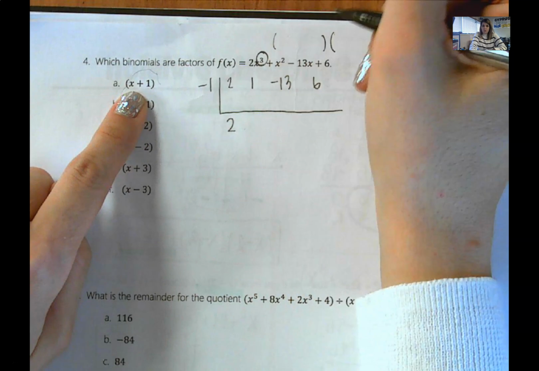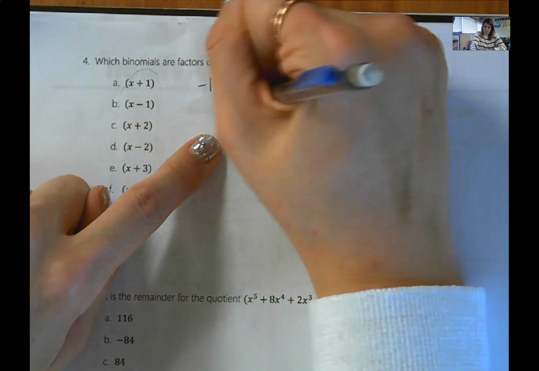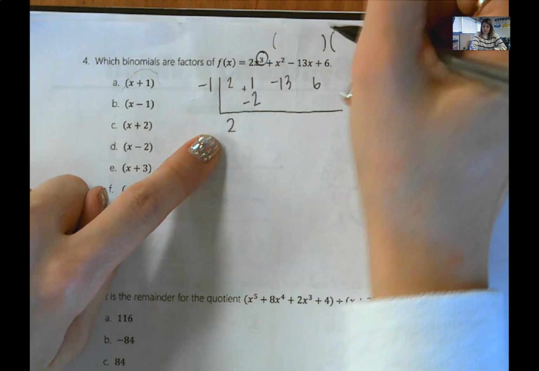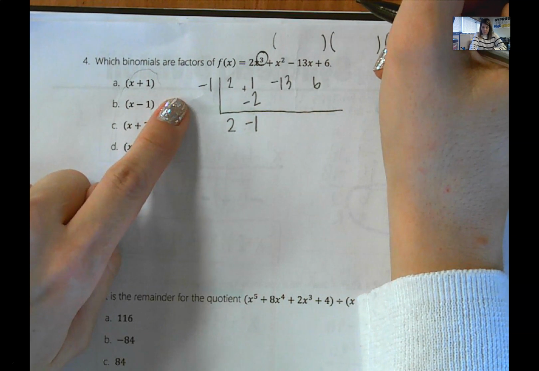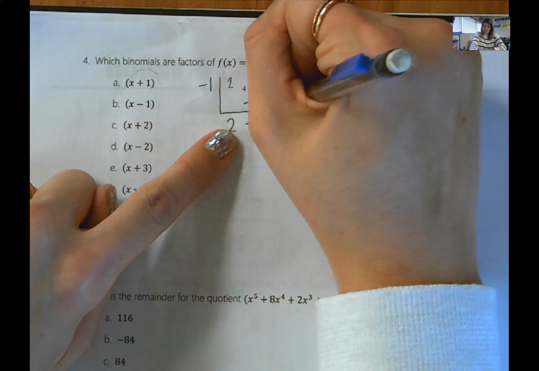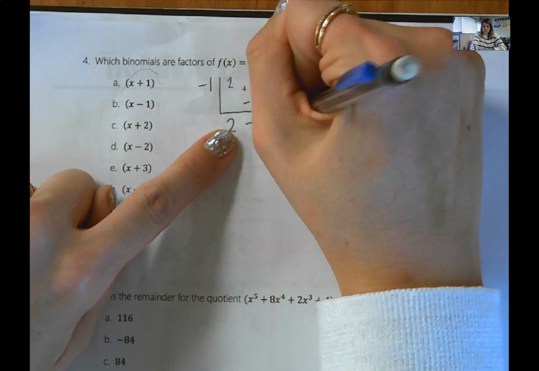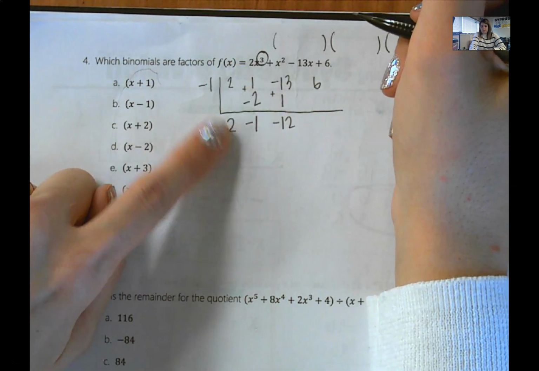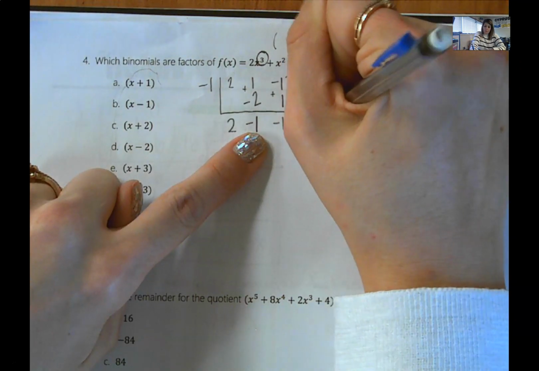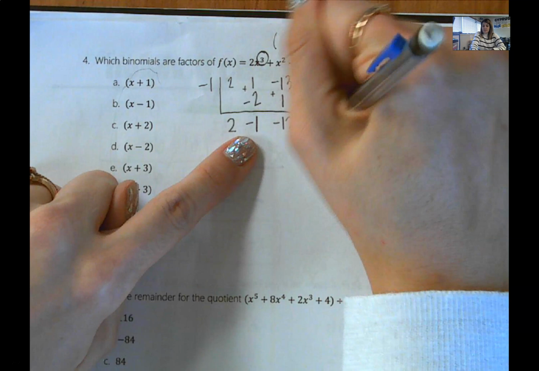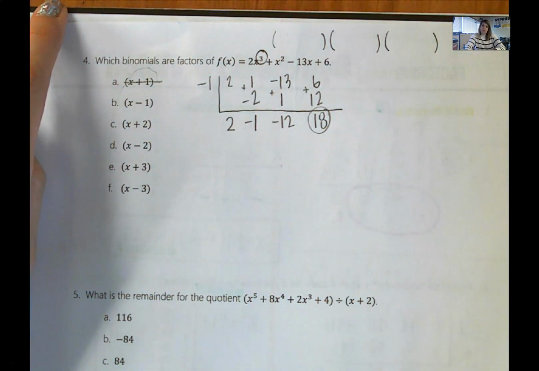Bring down the 2. -1 times 2 is -2. Add those, you get -1. -1 times -1 is a +1. Add those, you get -12. -1 and -12 go to 12, and we get a remainder of 18. So A is not a factor.